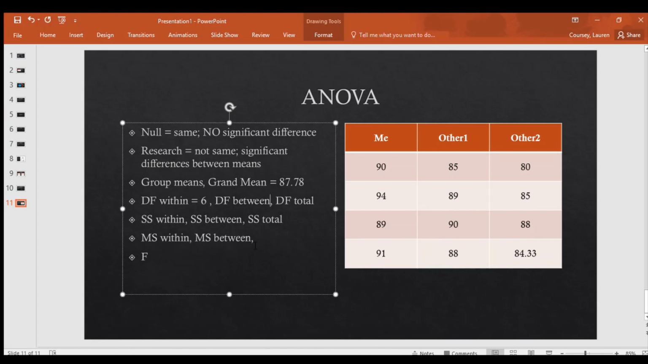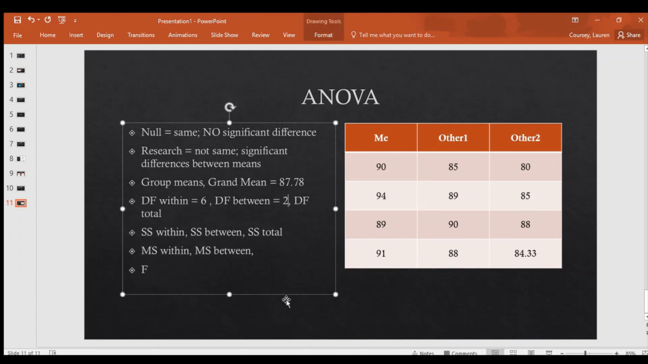My degrees of freedom between is my number of groups, or K, minus 1. So we have 3 groups total. 3 minus 1 would give us a degrees of freedom between of 2. So my degrees of freedom total would just be 6 plus 2, which would be 8. But we're going to really use these two values here.